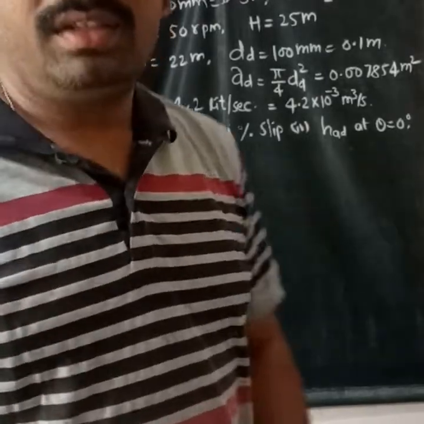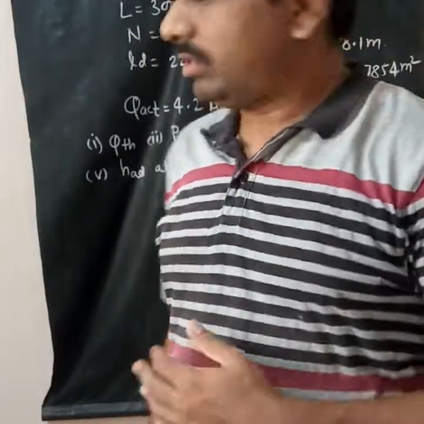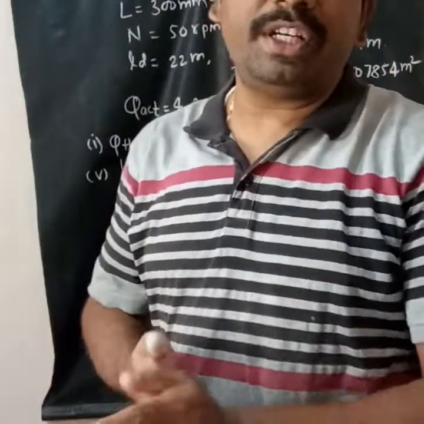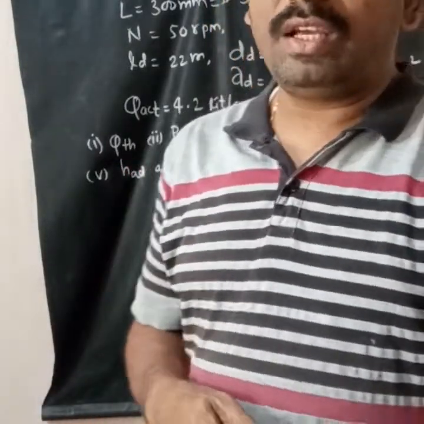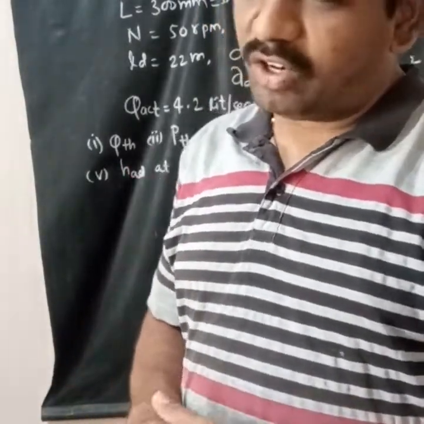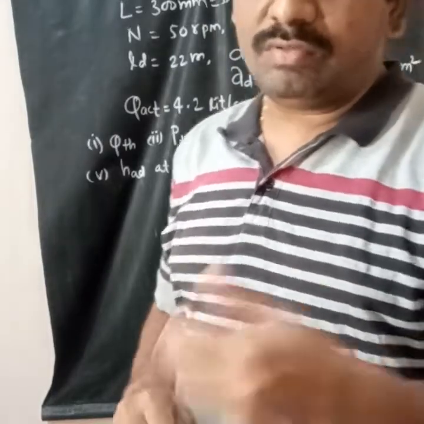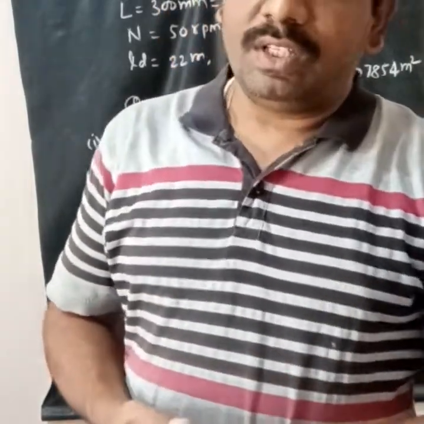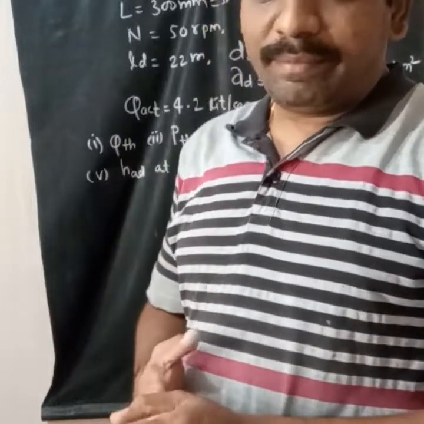So first of all, let's have the discussion on it. First of all, what you have to calculate is QTH. How to get the QTH? QTH is simply ALN by 60. That is the theoretical discharge, and we have seen that in our first lecture. That is QTH equals ALN by 60.